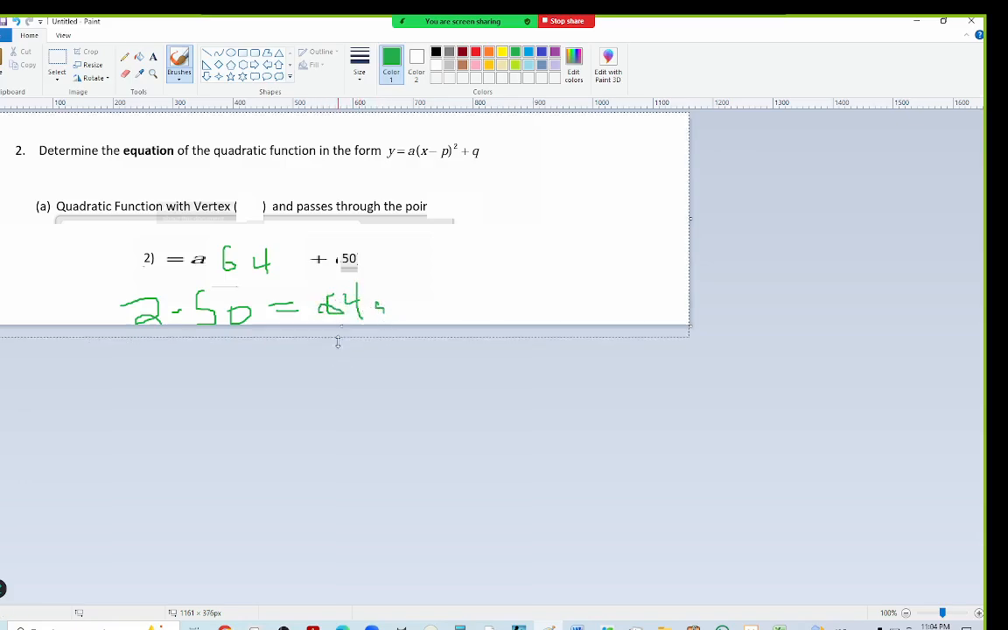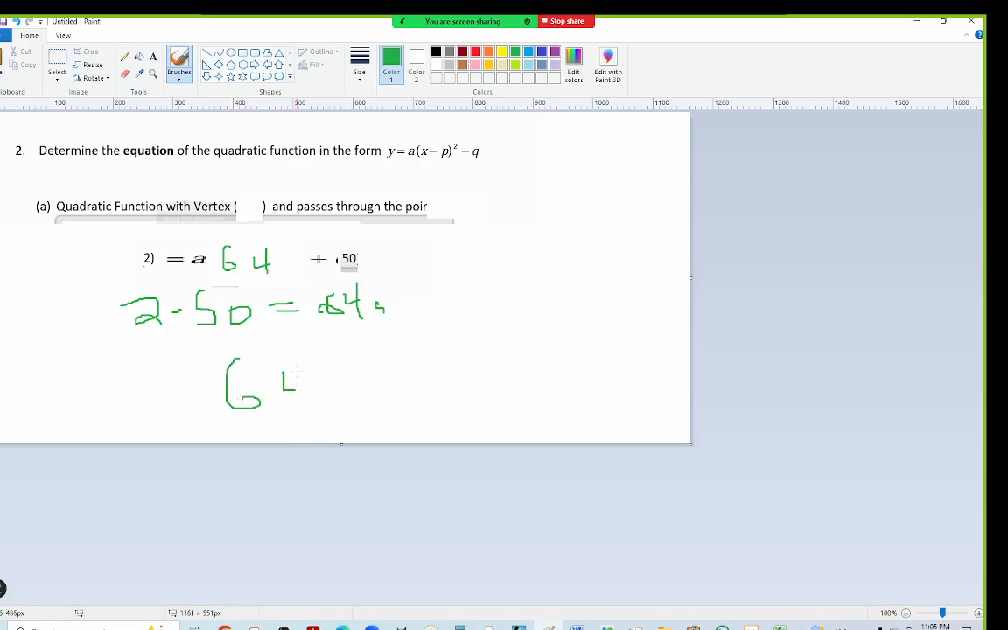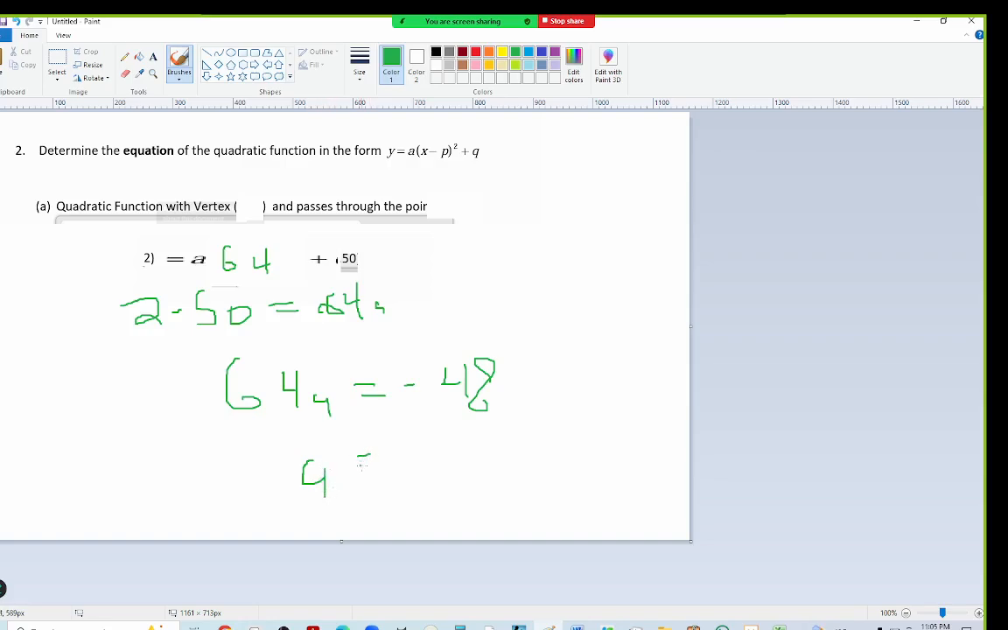So I get 64A is equal to negative 48. Then I have to divide both sides by 64. And then I realize my top number and my bottom number can both be divided by 12. 24, 36. No, they actually can both be divided by more than that. Half of this is 32, 16. So when I divide this one by 16, up top is minus 3, and this one when I divide it by 16 is 4.